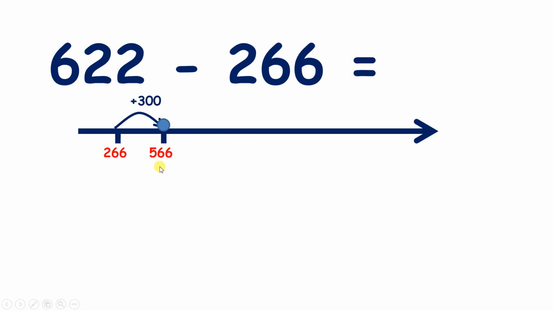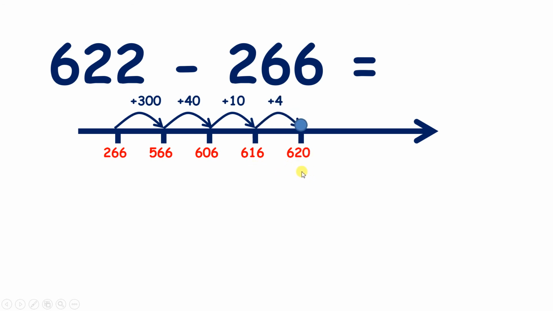So another 40 takes us to 606. And then another 10 takes us to 616. Now we can add our units, so 4 more gives us 620, and then we just need another 2 to reach 622.